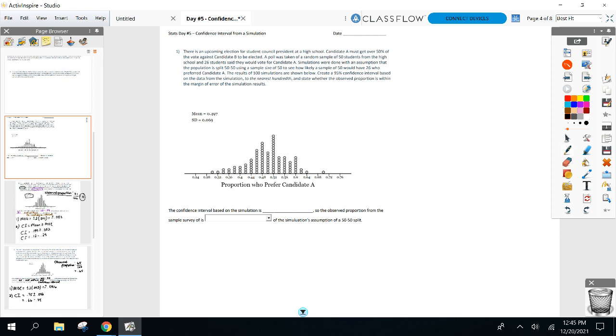All right, so we got somebody running for good old student council president. Perfect. Got to get over 50% of the vote. So we did a random sample of 50 students from the high school. 26 said they'd vote for candidate A. What's the observed proportion? 26 out of 50.